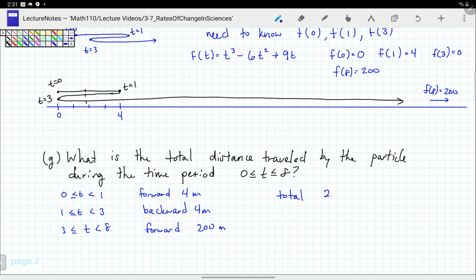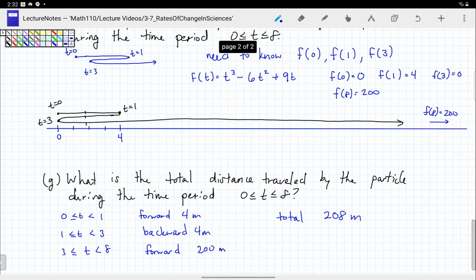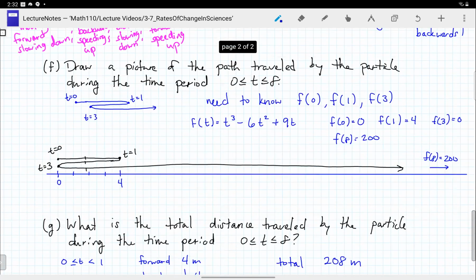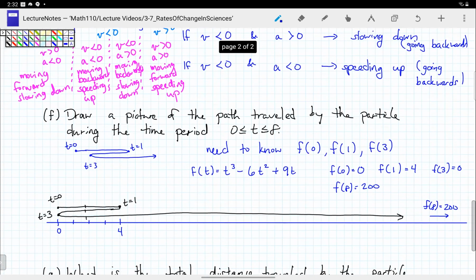So we had a total of 208 meters. So something that's kind of interesting about this is we took this function that describes the position of a particle, and we had this kind of blind walk, like we didn't know how this position was changing. And we used the calculus to kind of dissect one piece at a time, taking the derivative and looking at the velocity and finding out when is the particle moving forward and when is it moving backward.